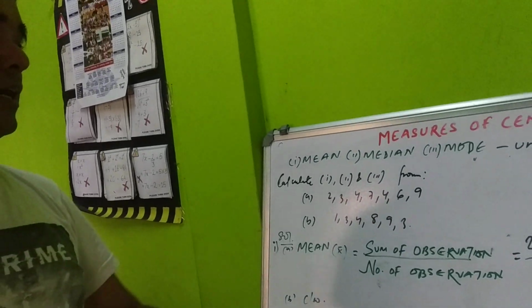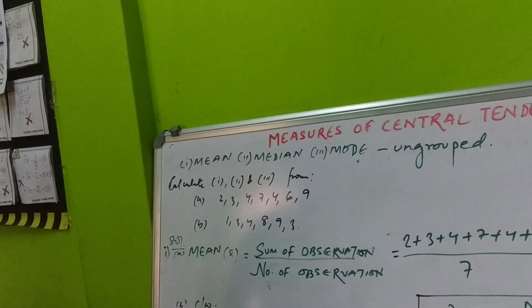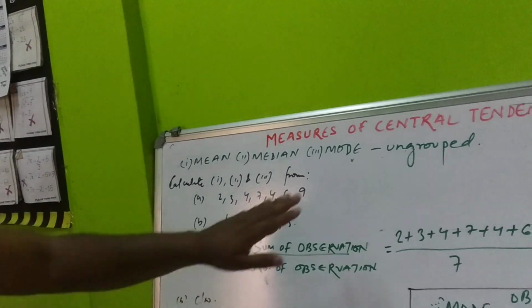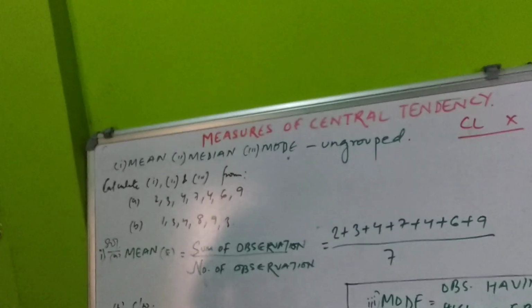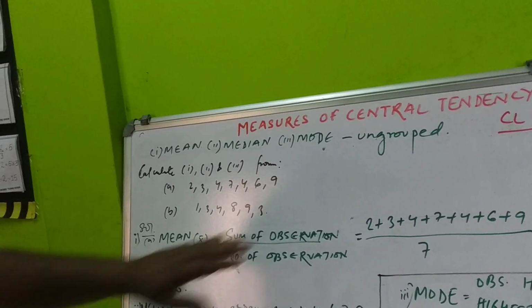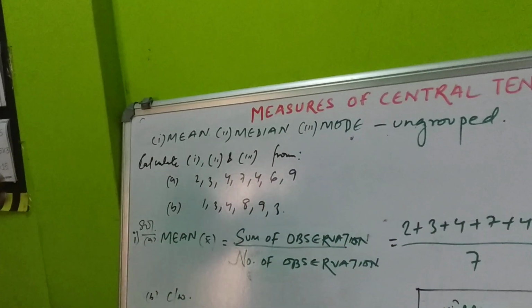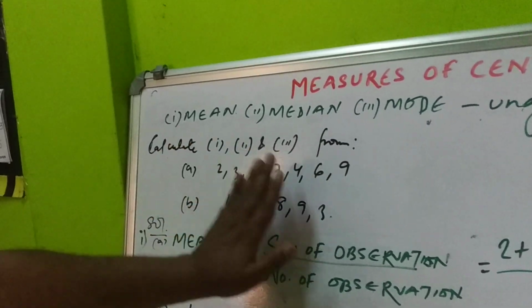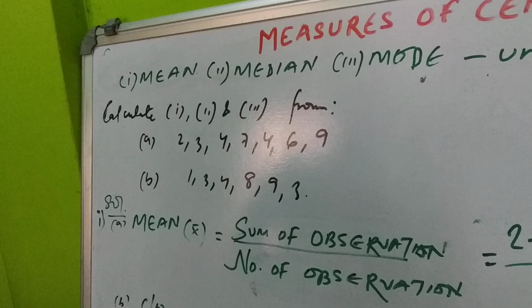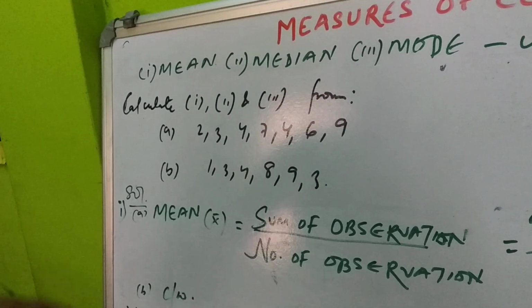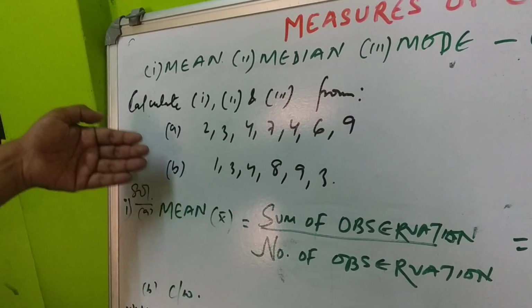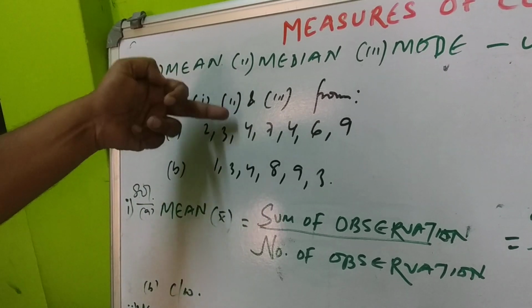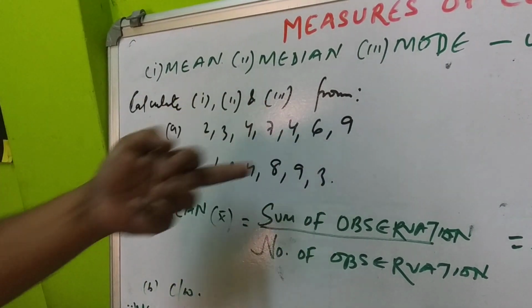Usually in ICSE, there are two types of data that you are asked to calculate from. One is ungrouped and the other is grouped. So we'll come to the grouped data later on. First, let us look at ungrouped data. Ungrouped data is when simple numbers are given without the frequency presented in a table. So if I have a question like this, calculate mean, median and mode from these two data.